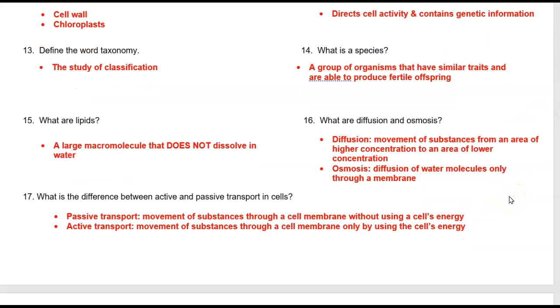The difference between active and passive transport in cells. Of course, passive transport is the movement of substances in and out of a cell through the cell membrane without using the cell's energy at all. The cell's just sitting there watching it happen. It's not doing anything. Okay, and that's passive. Active transport is a movement of substances in and out of the cell through the cell membrane using the cell's energy. The cell is actually doing something. It is using its energy to move these substances in and out of it.